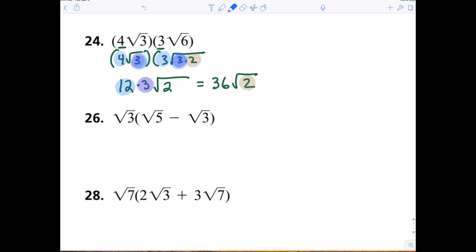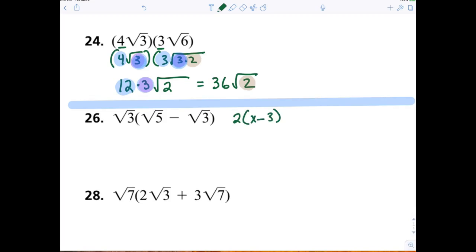All right, now, after this, we say it's kind of a new little section now. All right, we're on a new section. Now we just have to distribute. All right, so we're using the distributive property. Kind of like when we did 2 times x minus 3, that was 2x minus 6. Same exact principle. We're doing the square root of 3 times the square root of 5. What's the square root of 3 times the square root of 5? Square root of 15.